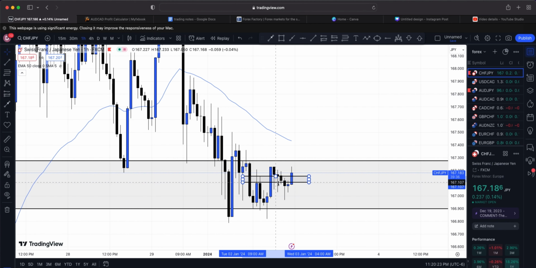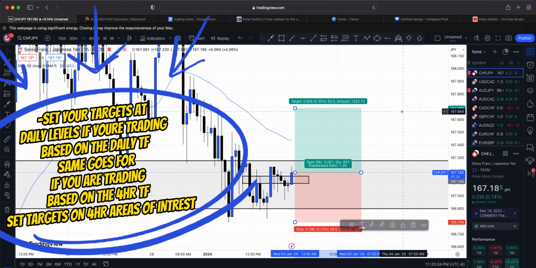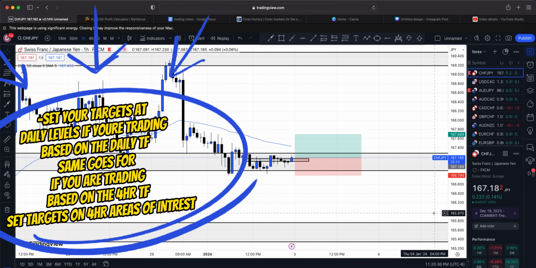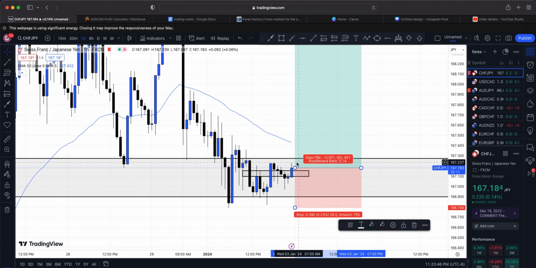Now, we still have some time before this candle closes. If this candle does close, I will take the trade exactly right here. My stop is below that previous low, and my target is at that daily level, which is the previous high. That's all it is. It's that simple. I'm telling you guys, keep these things simple. So if I do take this trade, I will update you guys. So for now, I will catch you later.